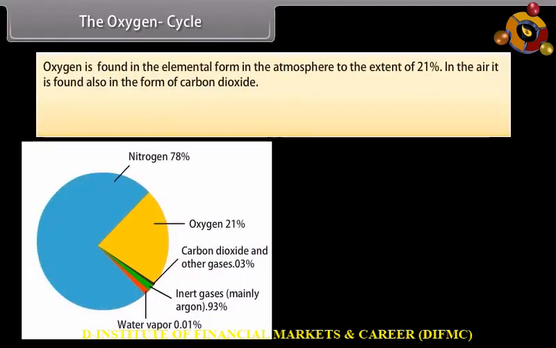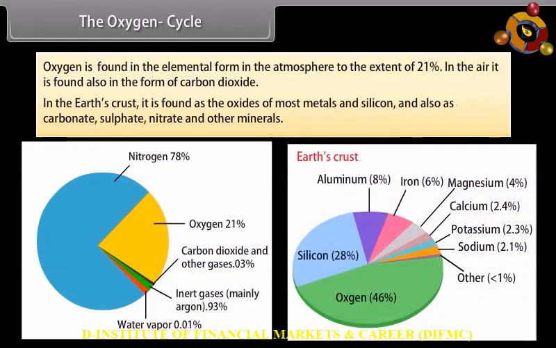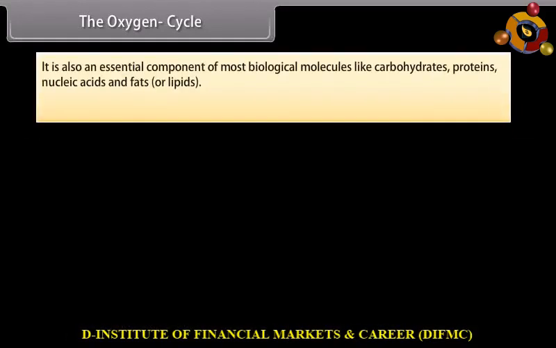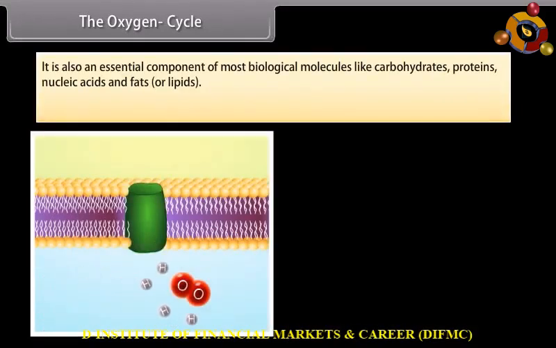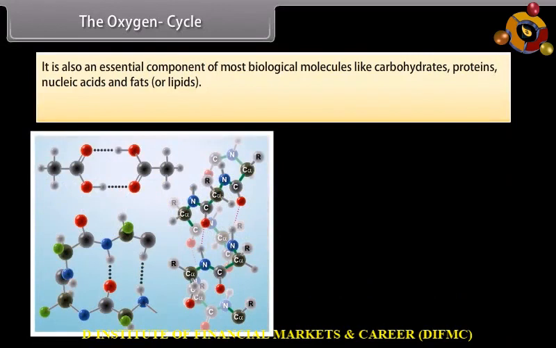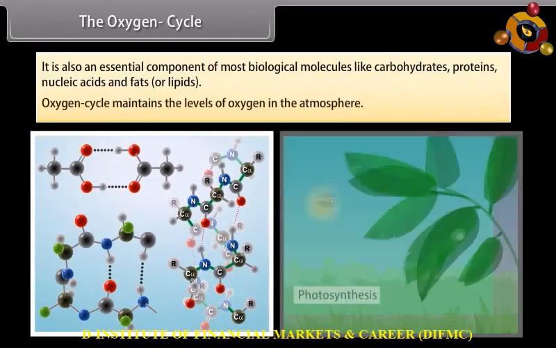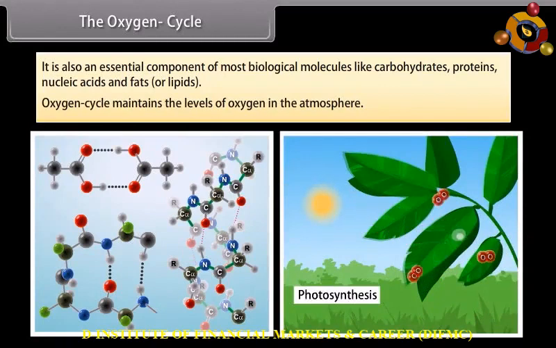The oxygen cycle. Oxygen is found in the elemental form in the atmosphere to the extent of 21%. In the air it is found also in the form of carbon dioxide. In the Earth's crust it is found as oxides of most metals and silicon, and also as carbonate, sulfate, nitrate, and other minerals. It is also an essential component of most biological molecules like carbohydrates, proteins, nucleic acids, and fats or lipids. The oxygen cycle maintains the levels of oxygen in the atmosphere.